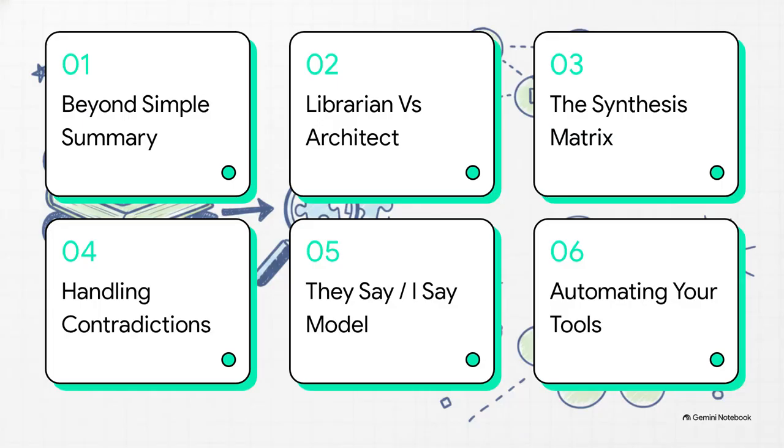So here's our roadmap for today. First, beyond the simple summary. Second, librarian versus the architect. Third, building your synthesis matrix. Fourth, embracing contradictory findings. Fifth, the they say, I say. And finally, automating your research tools.